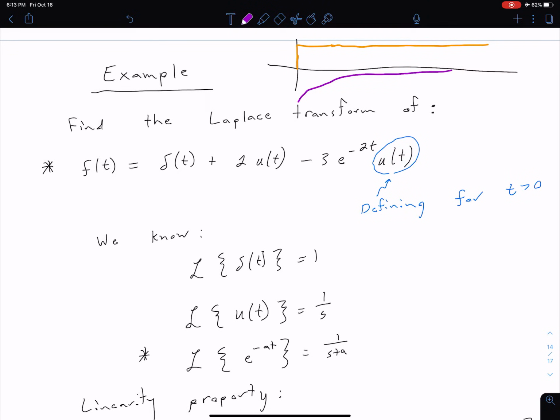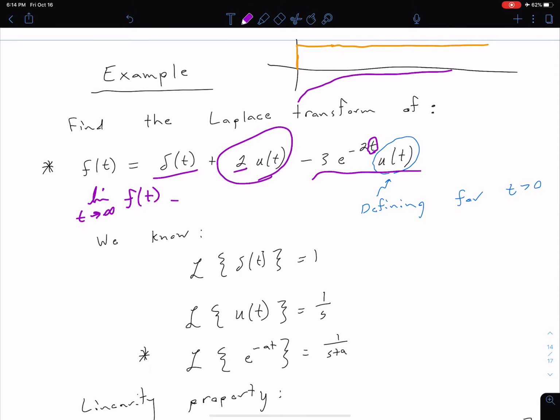Of course, what we can see is that this decaying exponential right here is eventually going to go to 0 as t goes to infinity. Our delta is just happening right at our origin. So our final value would just be the value of this step function. And because it has this 2 out front, we would expect the limit as t goes to infinity of f of t to equal 2, which checks out with our final value theorem.